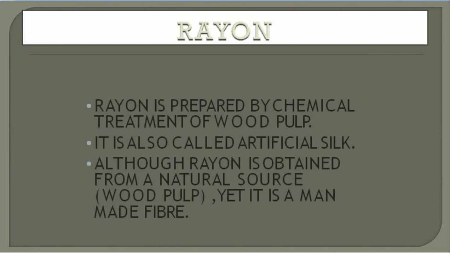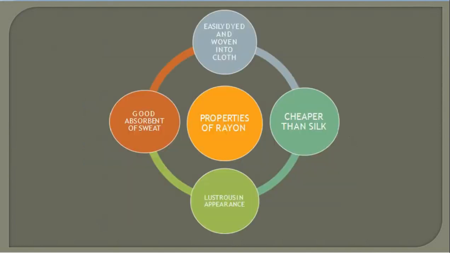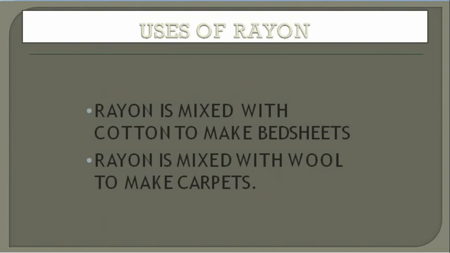So you can have a question: from what is rayon fiber formed? You can easily write wood pulp. Now there are four properties of it. First, easily dyed and woven into different clothes, cheaper than silk, lustrous or shiny in appearance, good absorption of sweat. Now we are going to talk about uses of rayon. Rayon is mixed with cotton to make bedsheets and is also mixed with wool to make carpets, which we use at our homes.